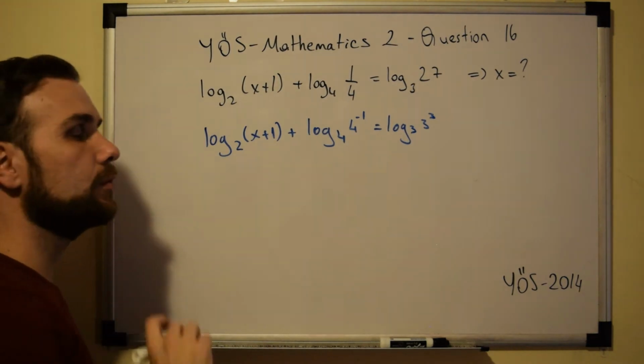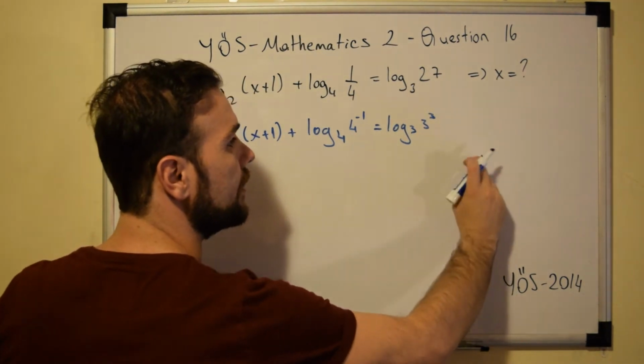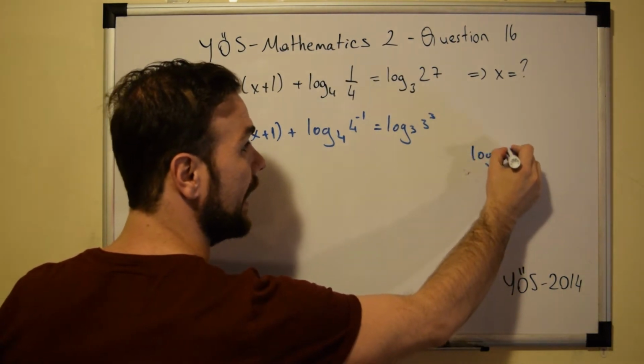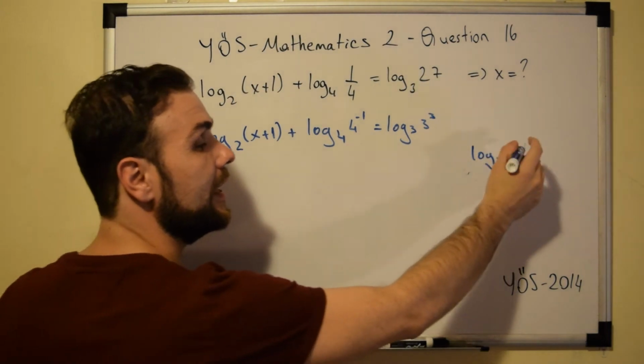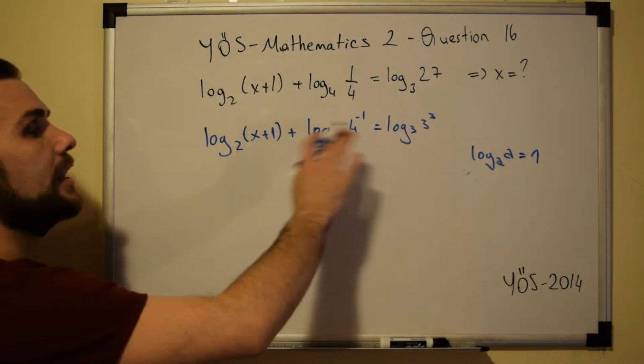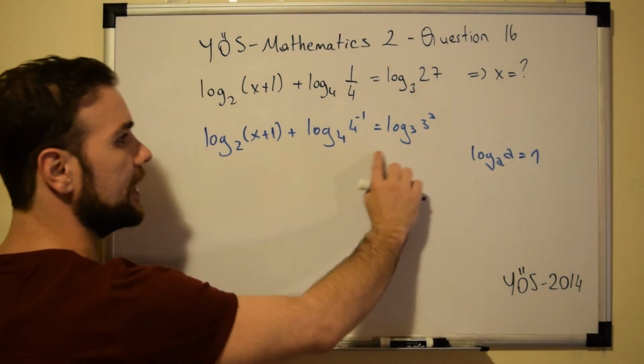Now there is one rule that you have to remember. If we have logarithm of a to base a, this will always equal to 1. As you know this, everything will become easier. Now all we have to do is just apply this rule in our question.